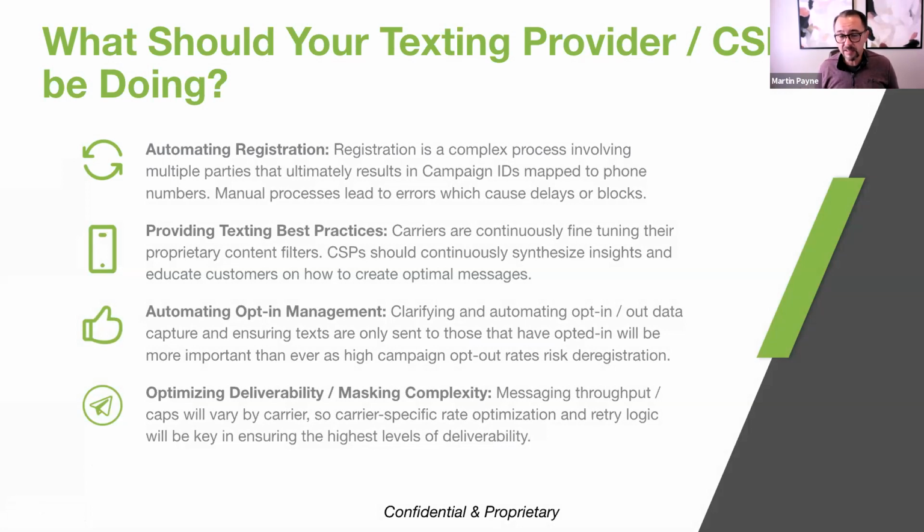It's complex, it just is, and it's by necessity and design. It involves multiple parties that results in campaign IDs being mapped to phone numbers. And so manual processes are just going to lead to errors, which are going to cause delays or blocks. And so to the extent that we can automate this, we are 100% going to automate it.